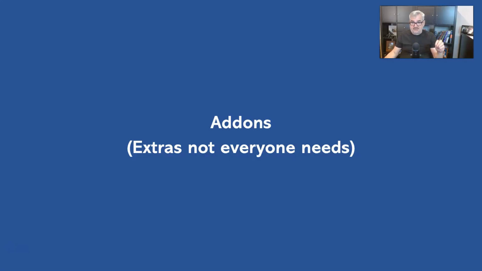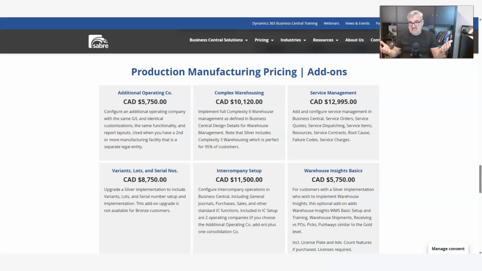Okay, add-ons. Sometimes customers need an add-on. There's two reasons why this might happen. So first of all, you've chosen bronze. Bronze does not come with lot serial tracking. So in the bottom left corner of this screen is the variant lots and serial numbers. So you want that added to your bronze. This is the ability to add to a bronze. You can also upgrade silver with variant lots and serial numbers. So basically it's an upgrade and it lets you have a bronze plus or a silver plus, depending on which one it is.